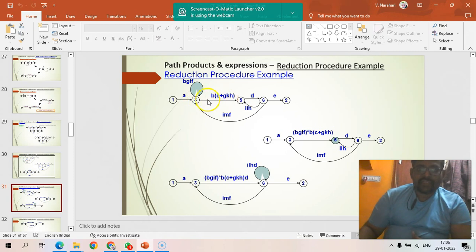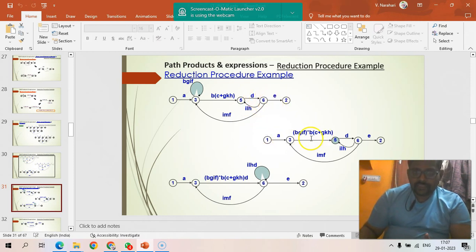So I will check whether there is any other thing to apply. See here, this is also a self loop, 6 to 5, 5 to 6, 6 to 5. So I am applying the loop rule. So D of ILH as well as D to E.